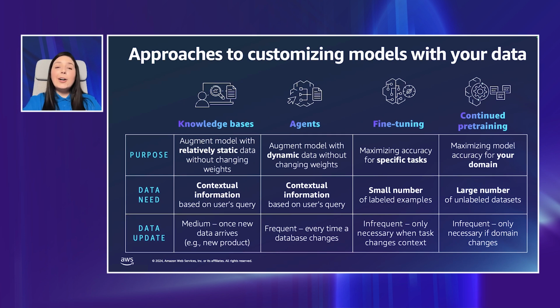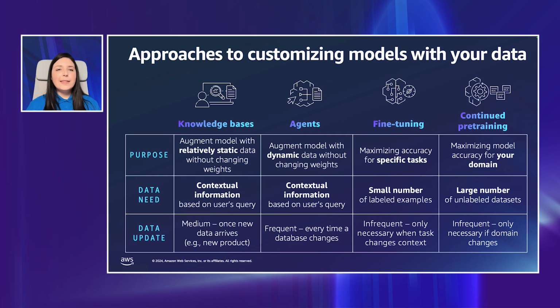But then the other approach that we have to customize your model is about really adapting the model to your domain. So really learning your domain specific terms with a larger amount of data using continued pre-training. So with continued pre-training, we are talking about customizing your model with unlabeled data so that your model really understands your domain. So really understands your business and can answer questions about your business.